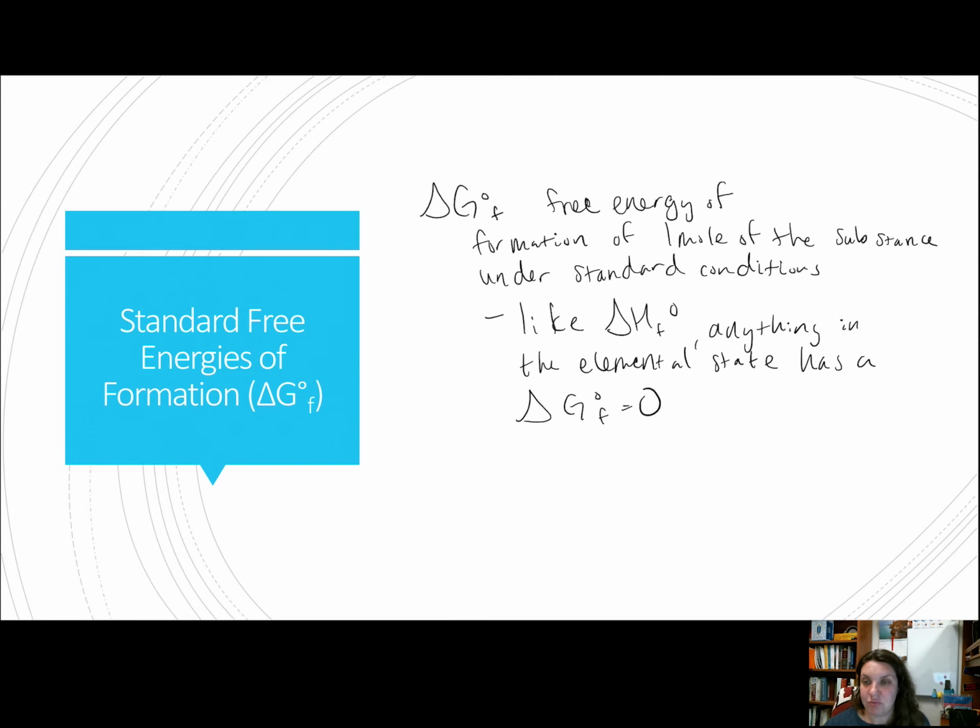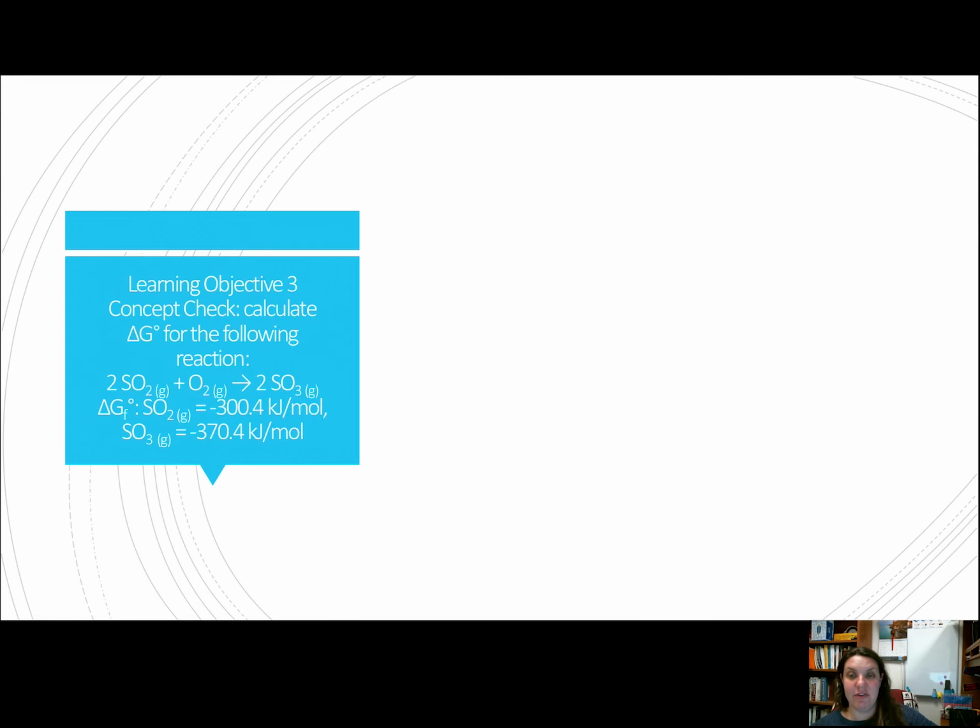So there we go. Let's see if we can use the idea of delta G naught. So we have our delta G naught for the following reaction: 2 SO2 gas plus O2 gas goes to 2 SO3 gas. Our delta G of formation of SO2 is negative 300.4 kilojoules per mole, and our delta G of formation of SO3 is negative 370.4 kilojoules per mole.